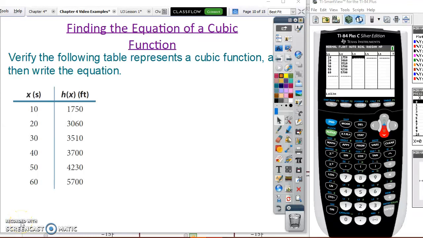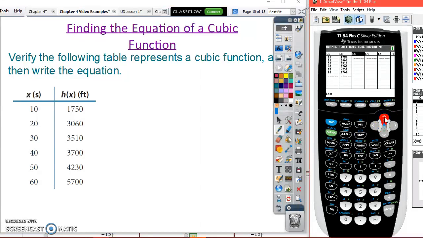In this problem, we're given a table, and we're going to find the equation for the cubic function, but first we're going to verify that it is a cubic function. So I've typed my data into my calculator by going to Stat Edit, and next to verify that it is a cubic, I need to prove that it has a third constant difference.